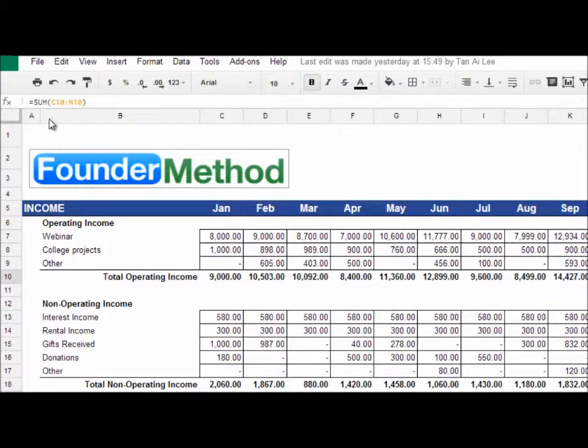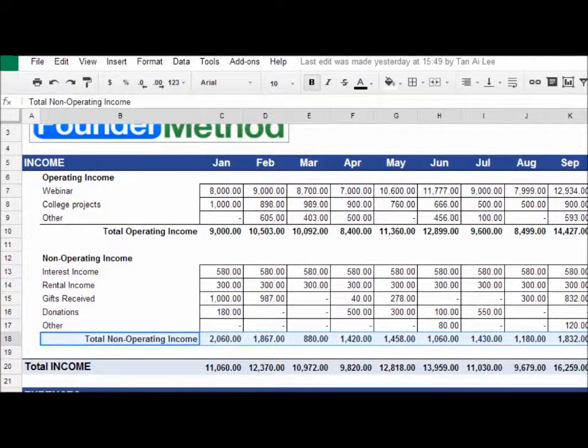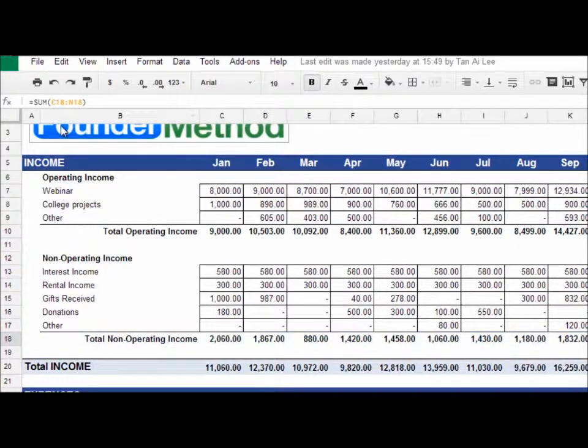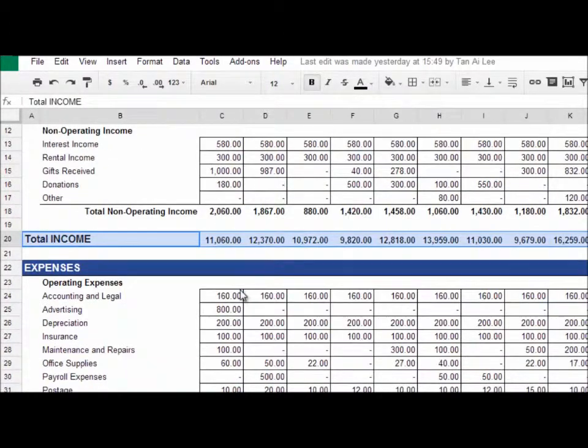Next will be non-operating income. You insert all your non-operating income here, for example, rental income, interest income, donation, and so on. The template will help you to total up all the non-operating income here, as well as the total income. The total of each category will be shown here in this last column.